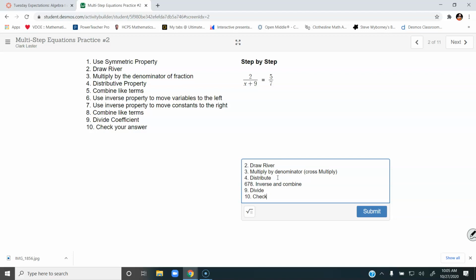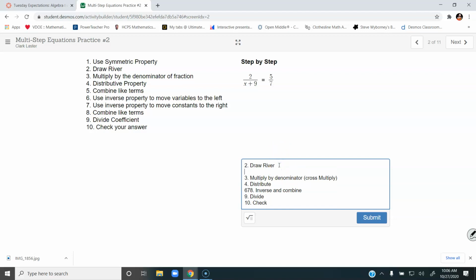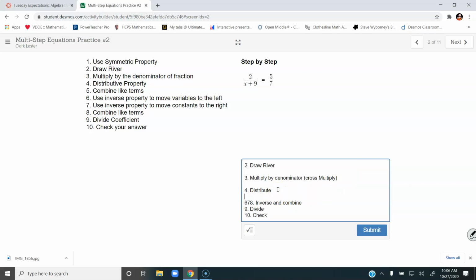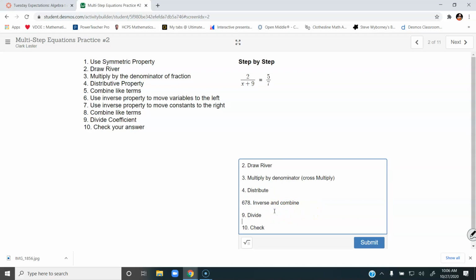So again, we're just trying to take the intimidation out of the problem before we even start. I just remember when I did algebra, and I was a pretty good math student, I would sometimes look at problems and say, oh my gosh, there's no way, I don't even know where to begin. This way you do have a place to begin, even if it is as simple as just drawing a river.